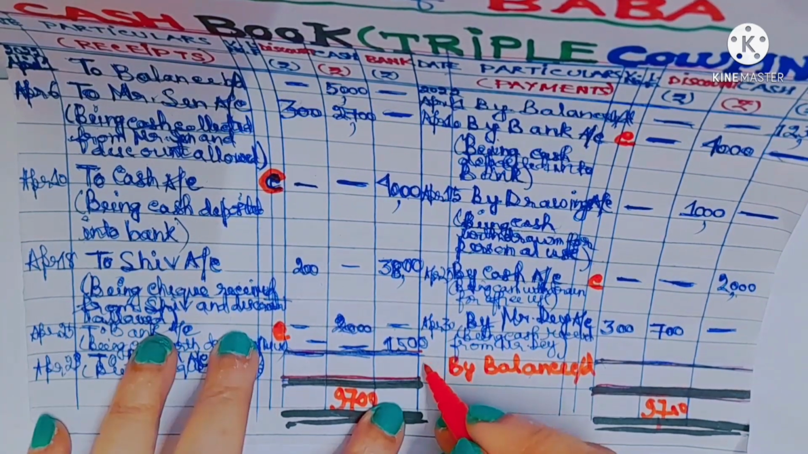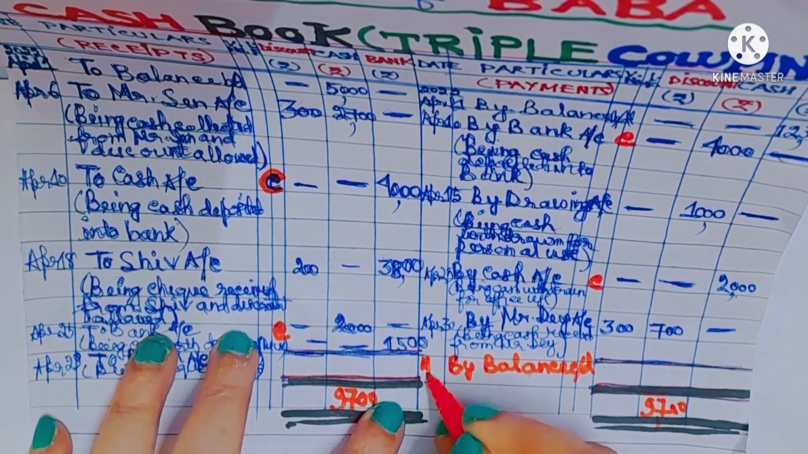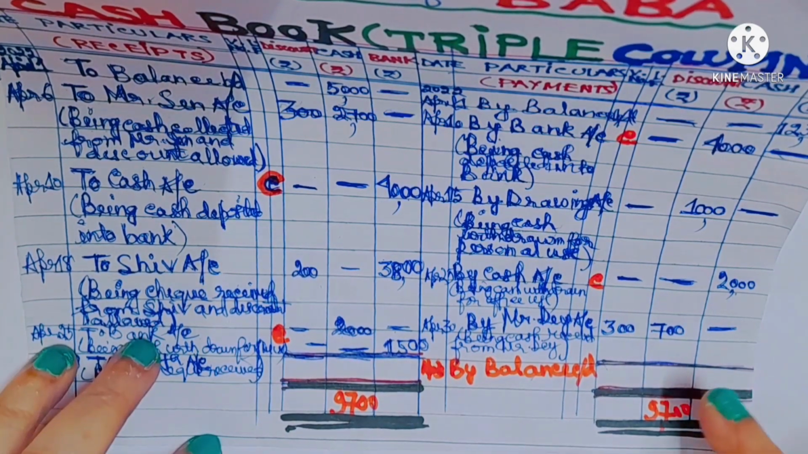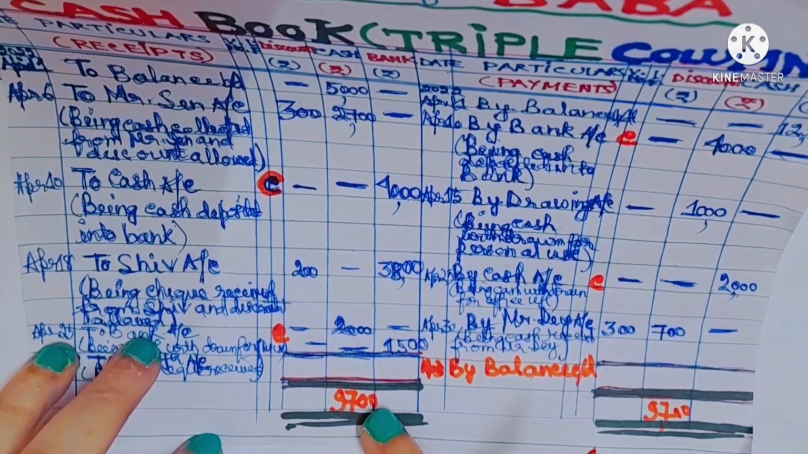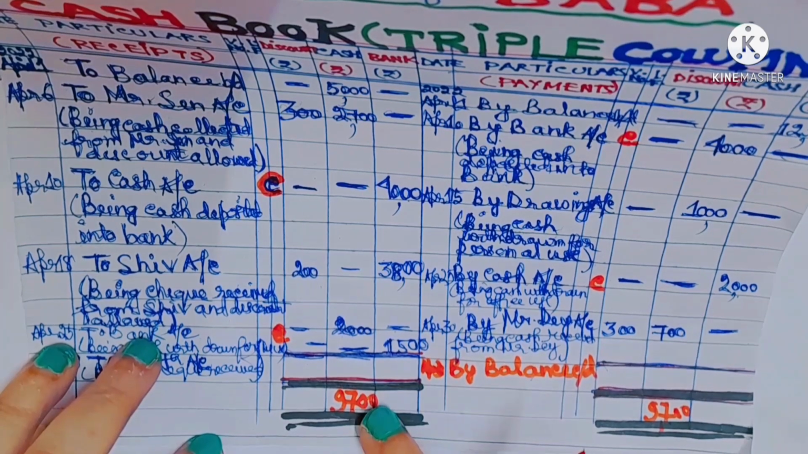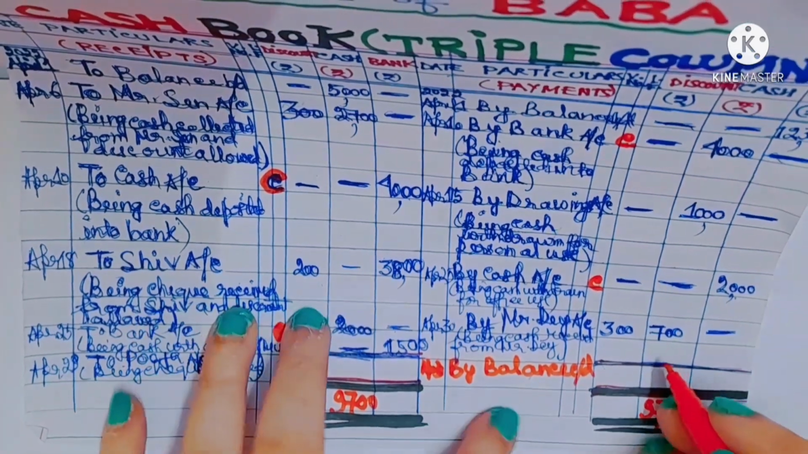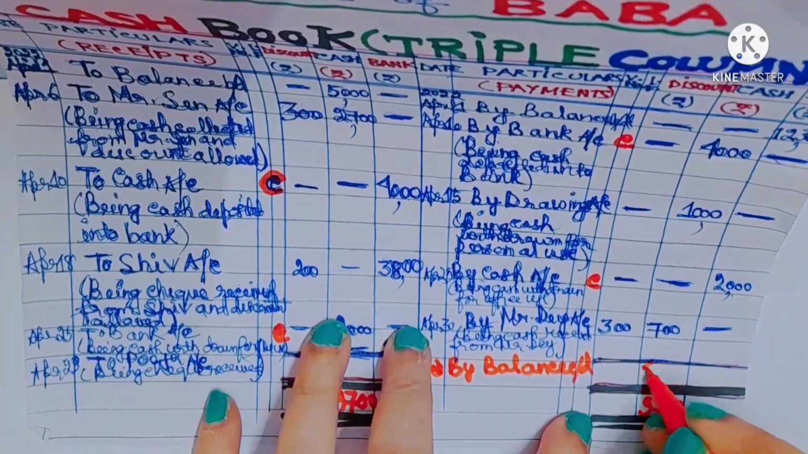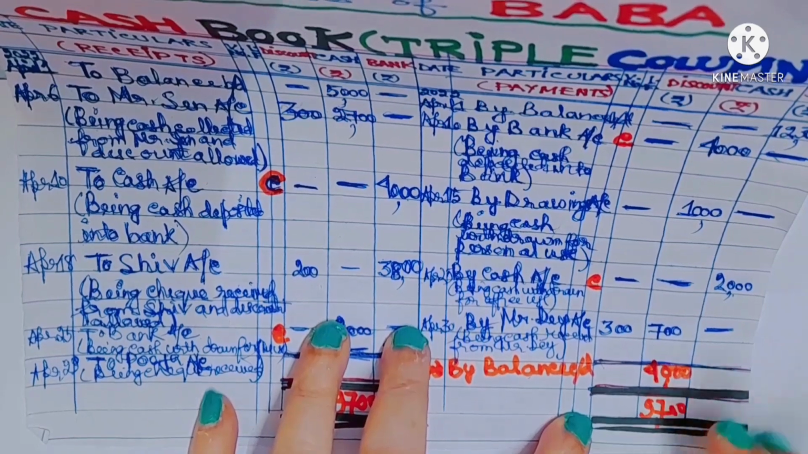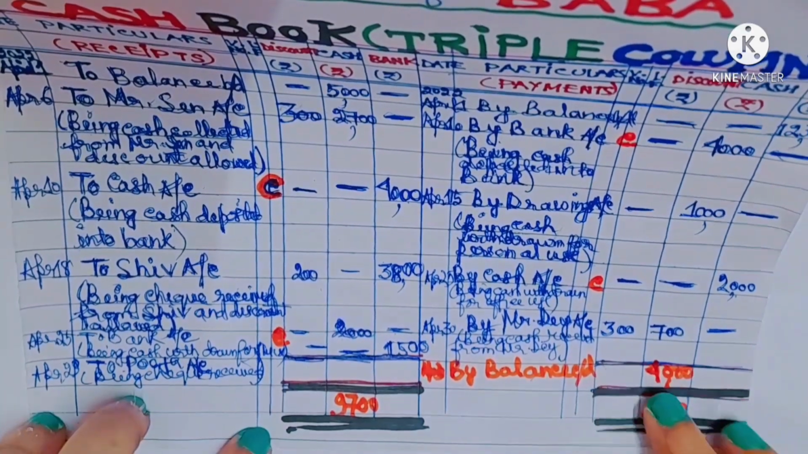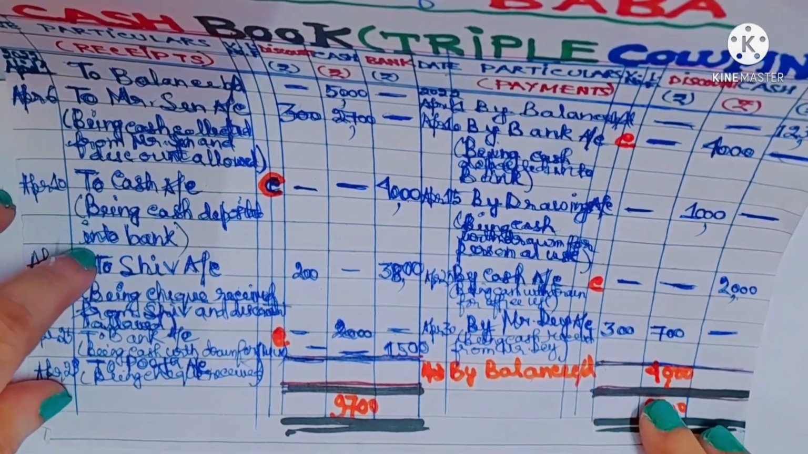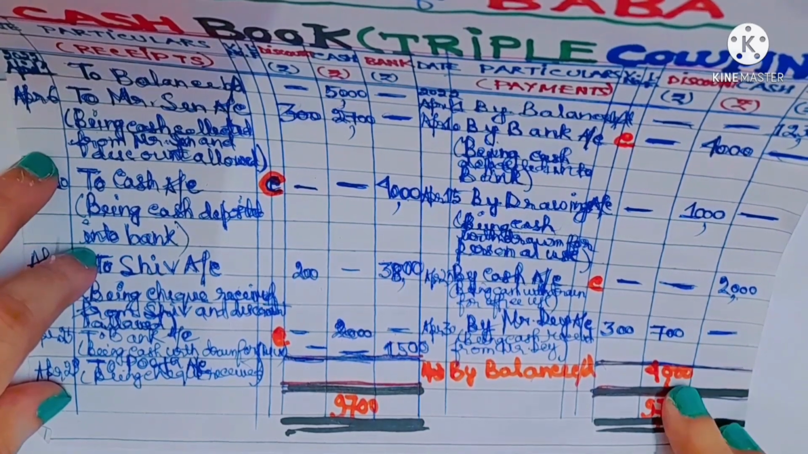So, the date will be the last day in the month of April, April 30. The total of the cash column on the credit side is 5,700 and the total of the cash column on the debit side is 9,700. If you deduct 5,700 from 9,700, you'll get 4,000. So, by balance CD is 4,000.